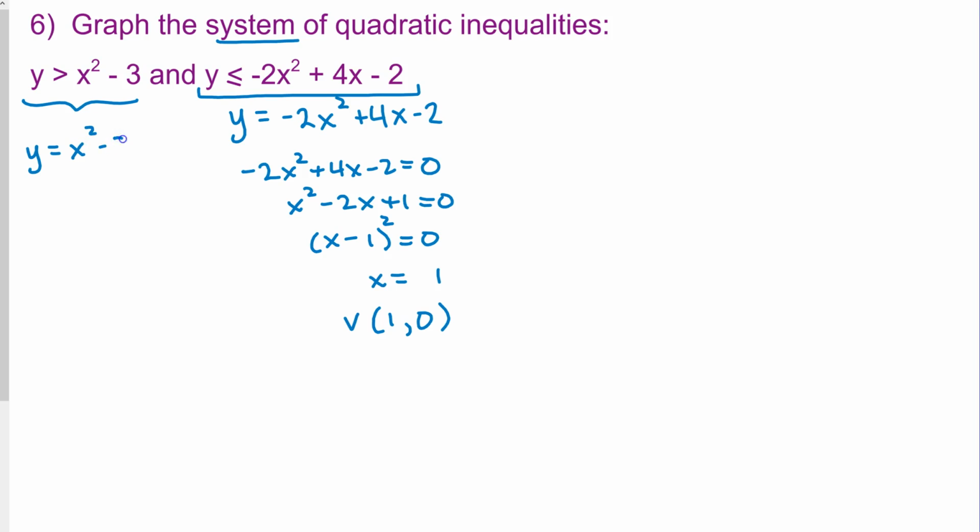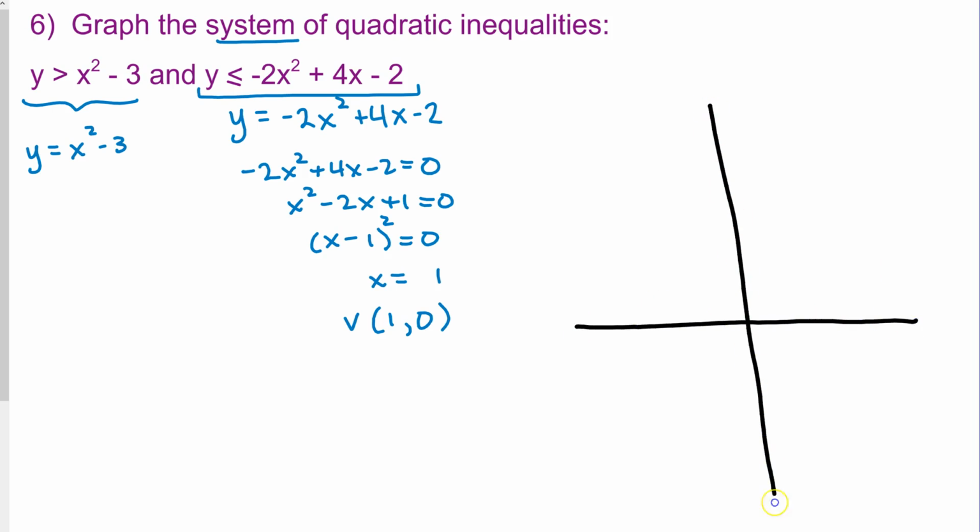down 3. So once again, just for the sake of time, I'm going to make this kind of quick, just to get the idea across. Hopefully going by ones is going to be fine. Okay, so I'm going to do the first one in purple. y equals x squared minus 3. Vertex would be down here at (0, -3), over 1, up 1, over 1, up 1, over 2, up 4, over 2, up 4. Dotted, because it's just a greater than, not a greater than or equal to.